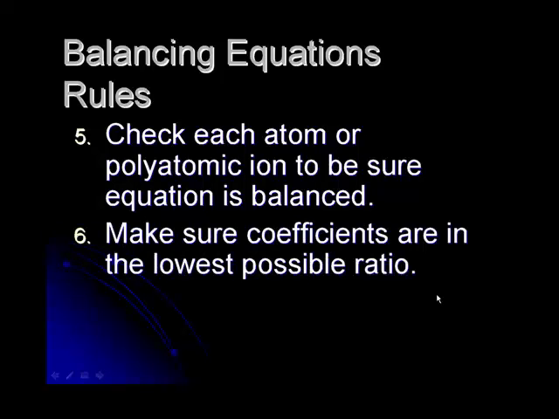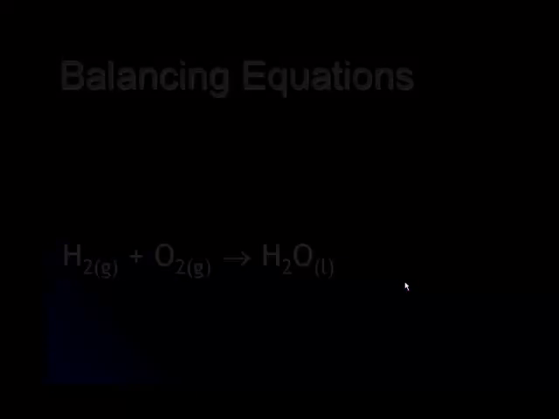And then you want to make sure the coefficients are in the lowest possible ratio. You might end up with something like 2Ag plus, let's say, 2NO3 makes 2AgNO3. You see how I've got the 2, 2, and the 2? Well, I could reduce those to 1, 1, and 1. So I want the lowest possible coefficients.